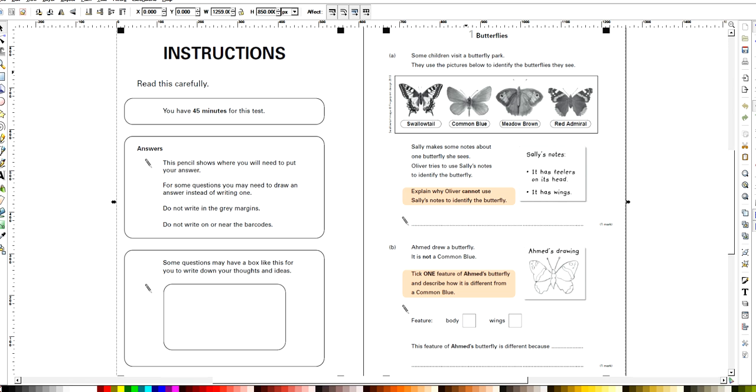Question number 1. Some children visit a butterfly park. They use the pictures below to identify the butterflies they see. So we got some names here. Sally makes some notes about one butterfly she sees. Oliver tries to use Sally's notes to identify the butterfly. So this is Sally's notes here. It has feelers on its head. It has wings. Explain why Oliver cannot use Sally's notes to identify the butterfly.